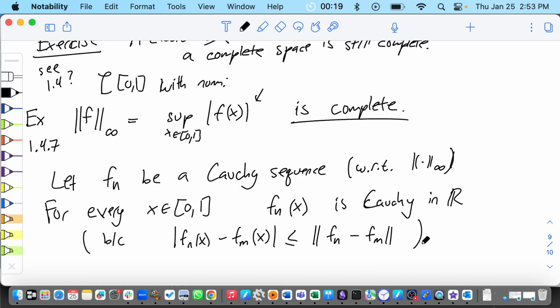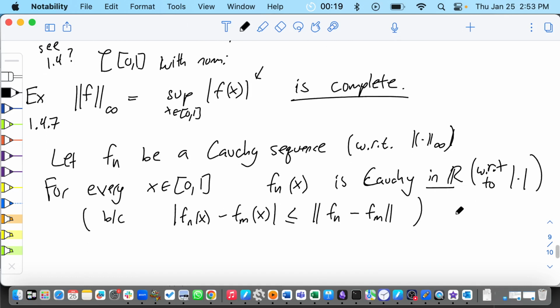Well, then for every individual point that you look at, it's going to be a Cauchy sequence in R. How do you measure Cauchy sequences in R? With respect to the absolute value function. The absolute value function is like measuring how far apart things are in R, and if it's a Cauchy sequence of functions with respect to the norm, then these numbers are Cauchy sequences. So it's a Cauchy sequence in R.